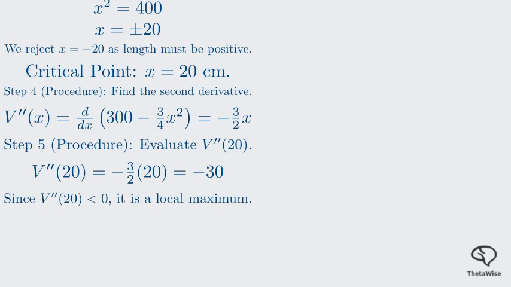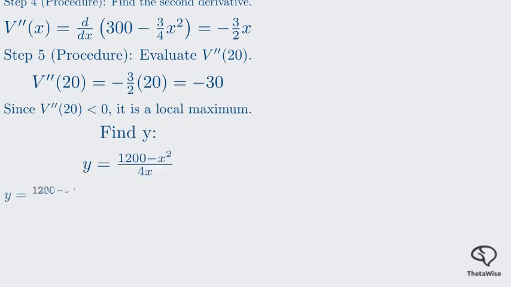Since the second derivative is negative, the second derivative test tells us that we have a local maximum at x equals 20. This confirms our x value for the largest possible volume. We're asked for the dimensions, so we need to find y as well. We use our constraint equation. Using y equals the quantity 1200 minus x squared, all divided by 4x, and substituting x equals 20, we get y equals 10.